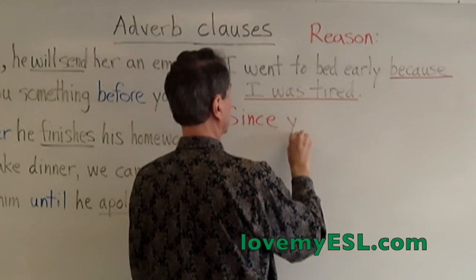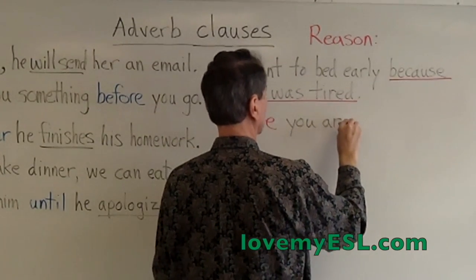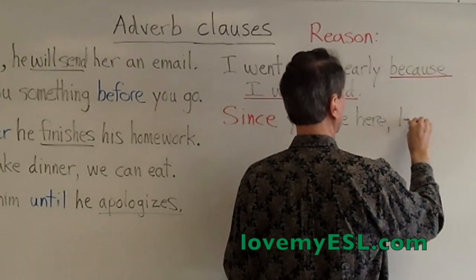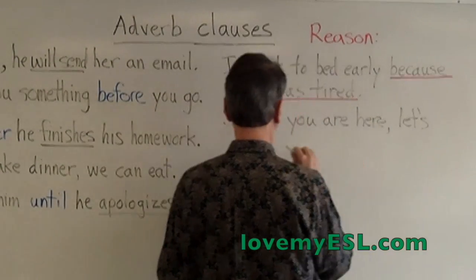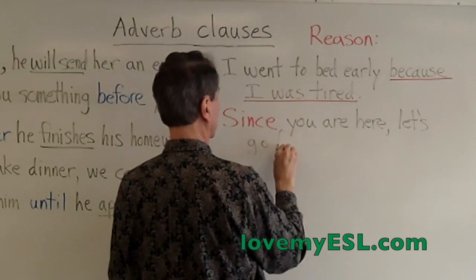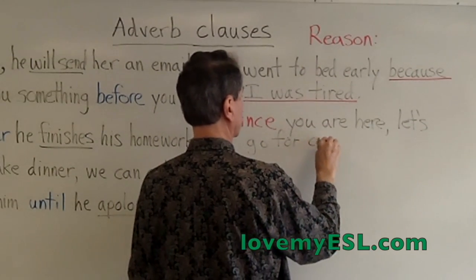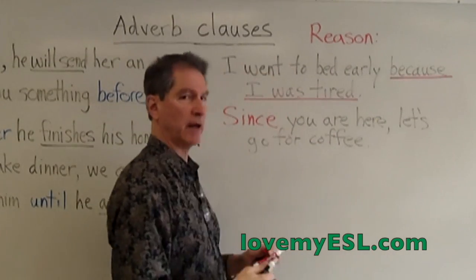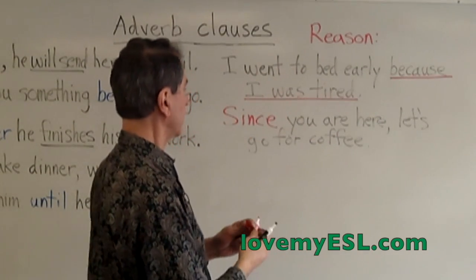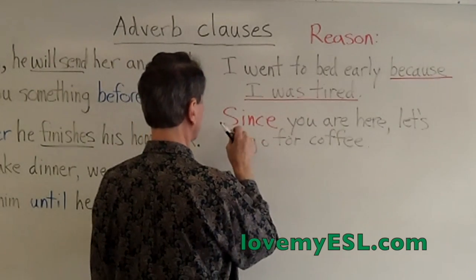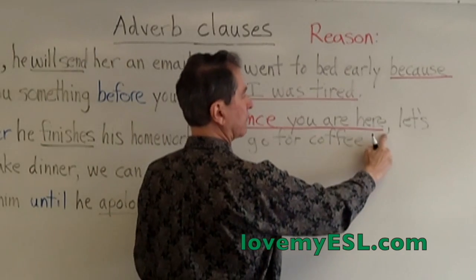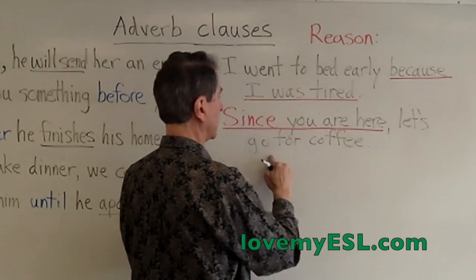Since you are here, let's go for coffee. So we're going to go down to our neighborhood coffee shop and have a cup of coffee. Since you are here, let's go for coffee. Now this is my adverb clause right at the beginning of the sentence, and that's why I have a comma after that before the independent clause.